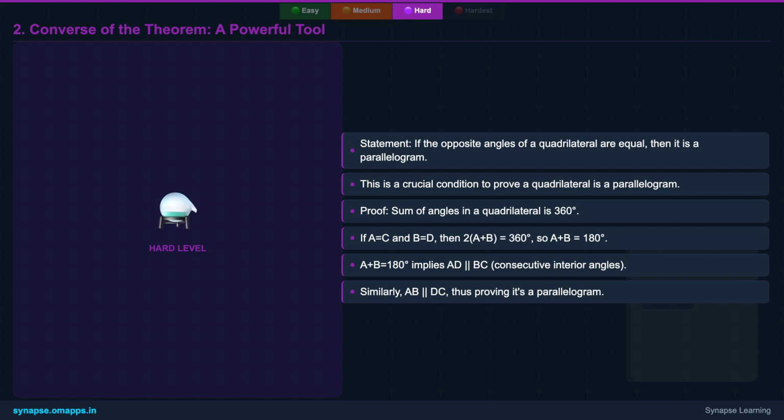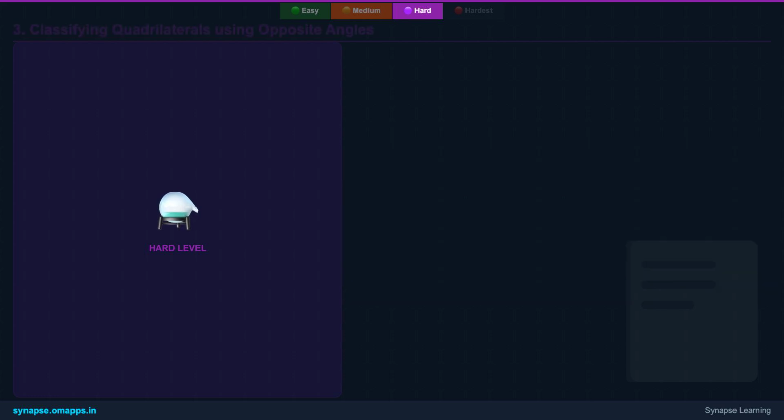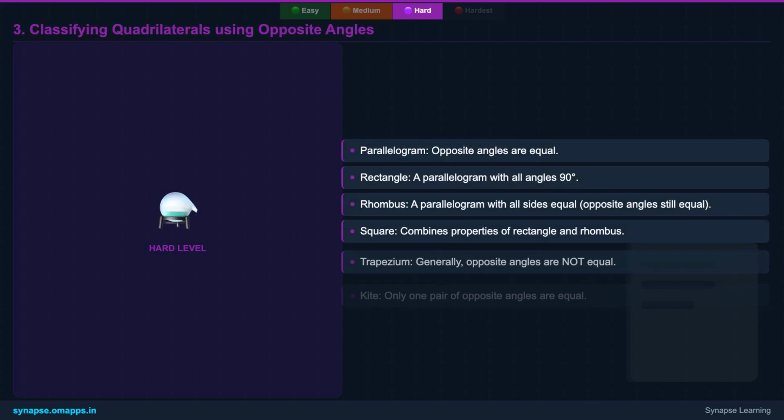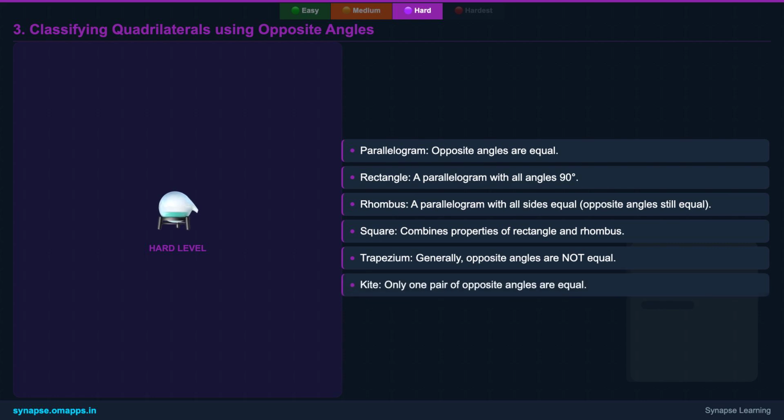Similarly, AB and DC are parallel, thus confirming it's a parallelogram. This converse is a cornerstone for many geometric proofs. This property helps us classify quadrilaterals. A parallelogram has equal opposite angles.